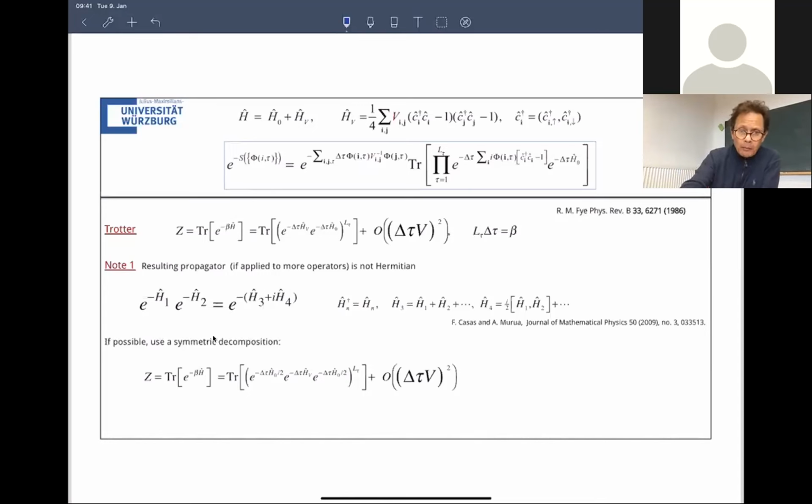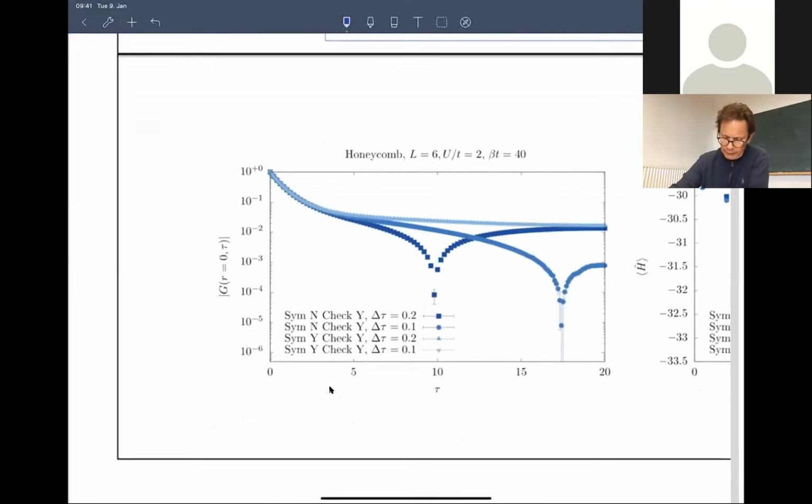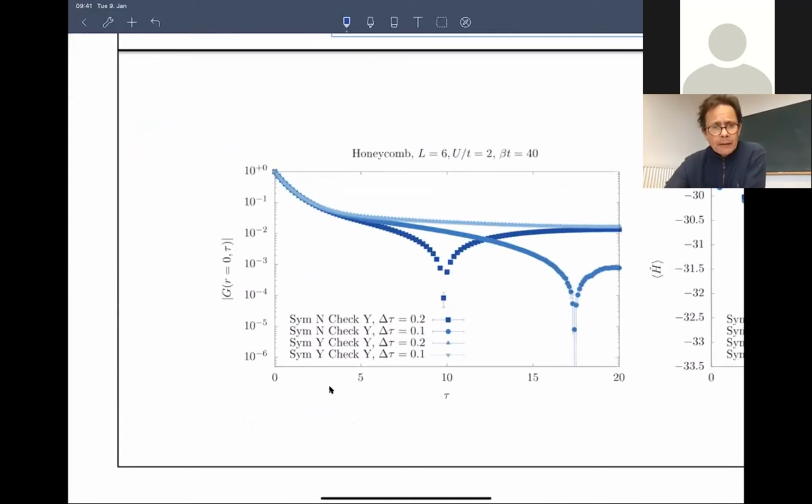So one possible remedy is to go to higher order Trotter decompositions and to do symmetric ones. And this is included in the ALF. We can always do a symmetric Trotter decomposition so as to avoid this problem. So let me show you one of the things which you don't want to see. Let me make this bigger so that I can see it, right? This is a 6x6 honeycomb lattice Hubbard model at U over t equals 4, beta t equals 4.